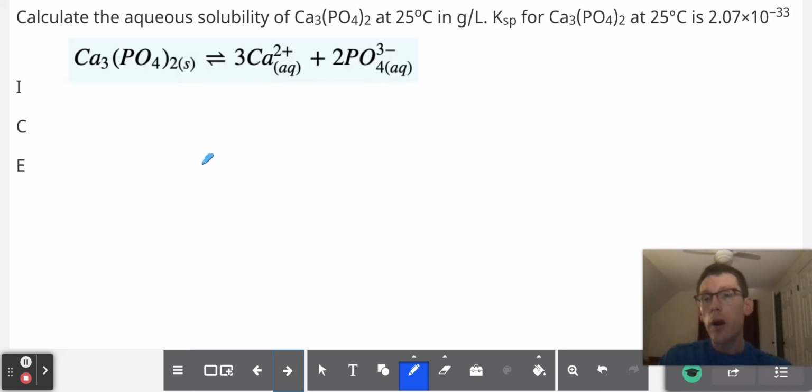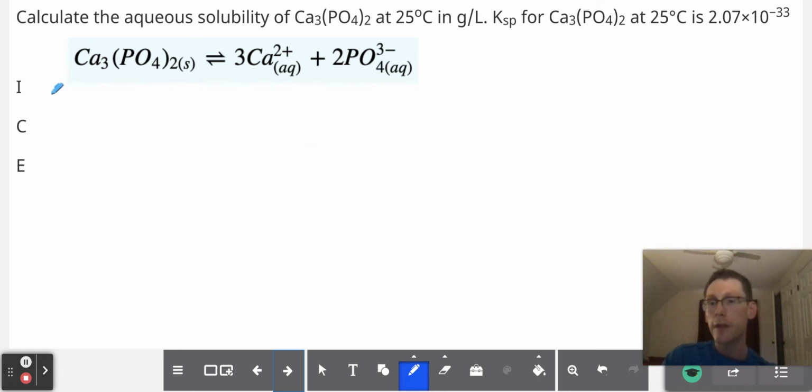Finally, I have another problem that is calculating the aqueous solubility, and we're going to make this a molar solubility first before we go into a grams per liter solubility of Ca3(PO4)2. We need to know the Ksp at the temperature that this is happening, and that apparently is equal to 2.07 times 10 to the negative 33rd. So the first thing we need to do is write out our equilibrium equation and note that since this is Ca3, we put a 3 in front of the calcium. And since this is PO4 we need to put a 2 out in front of the phosphate.